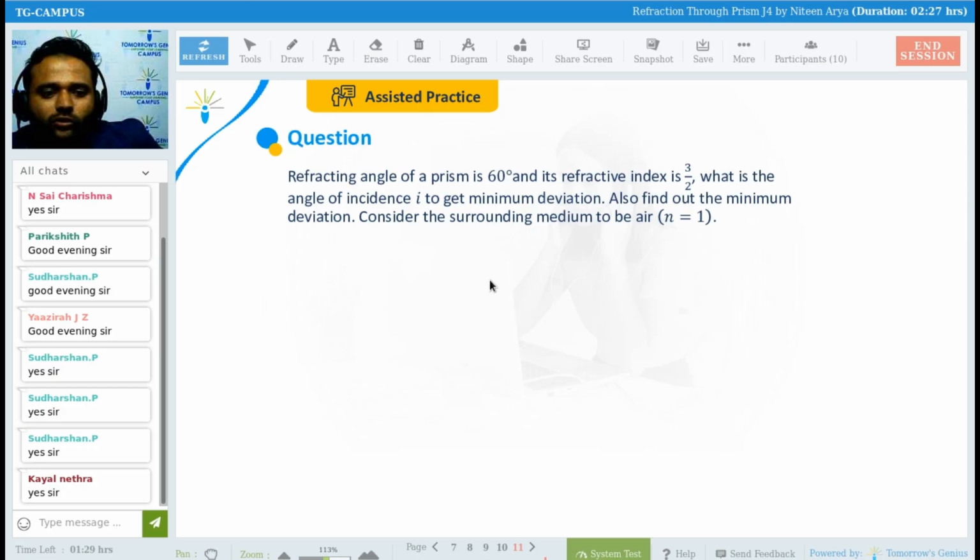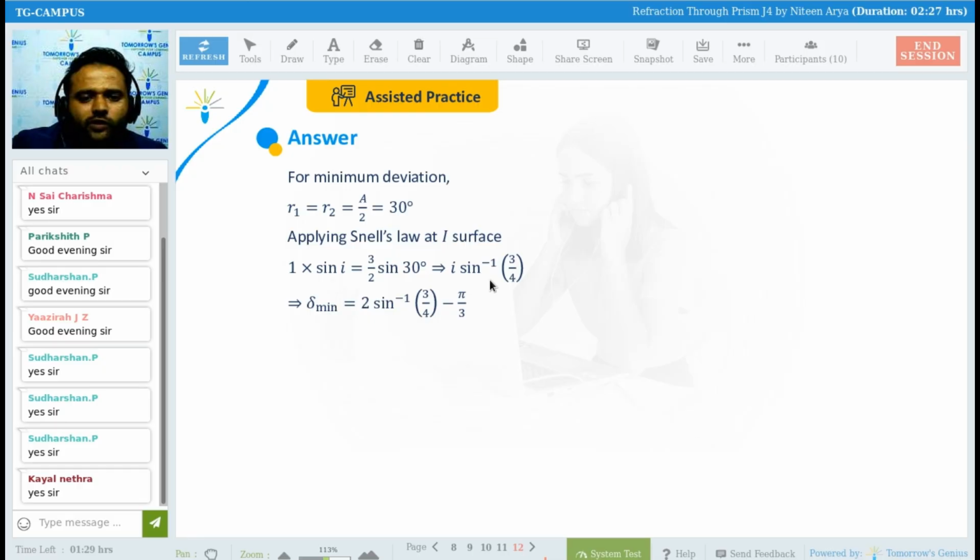Okay. In angle wise, I equals sine inverse 3 by 4. Yeah, I got sine inverse 3 by 4. Exactly. Somehow it looks like this. See, n is going to be 1, the refractive index is going to be 1, simple. So for minimum deviation, R1 equals R2 equals A by 2, that is 30 degree.